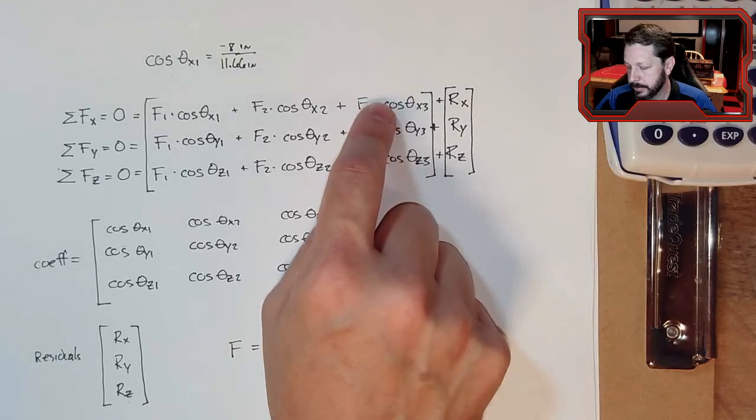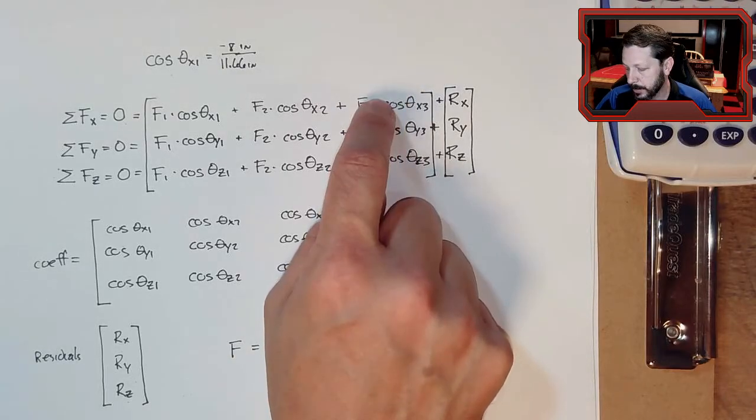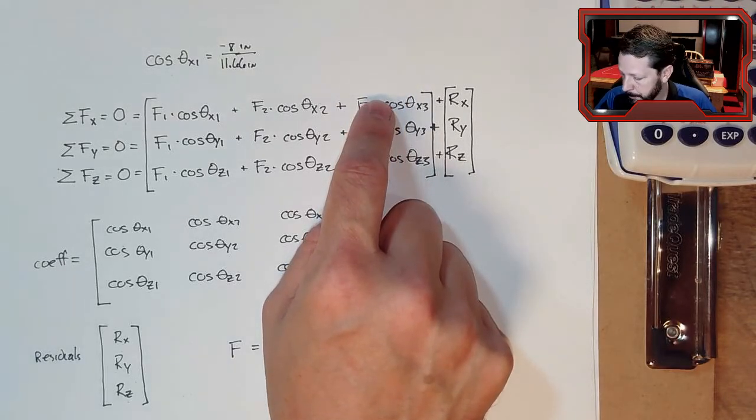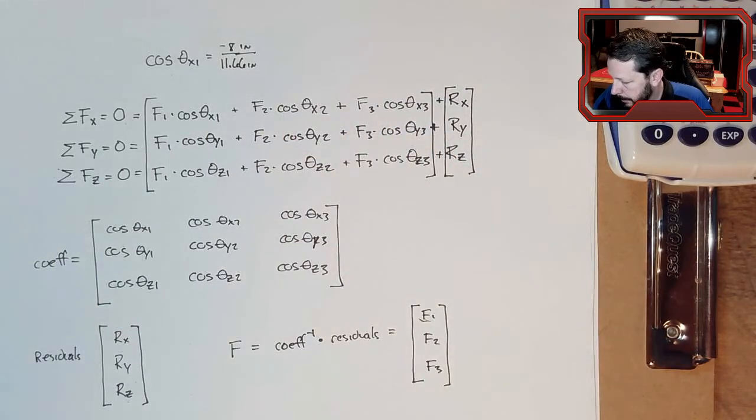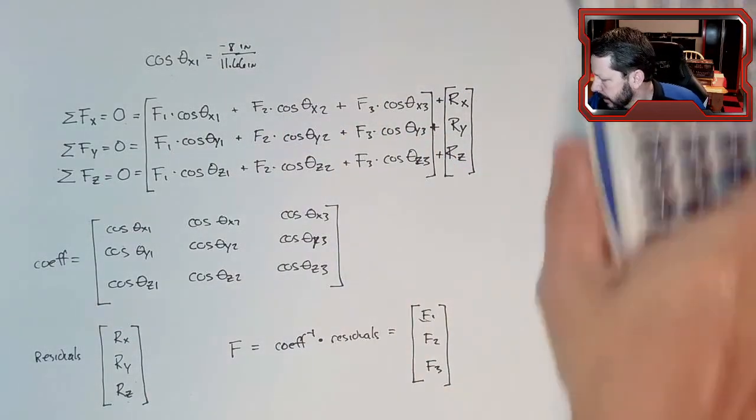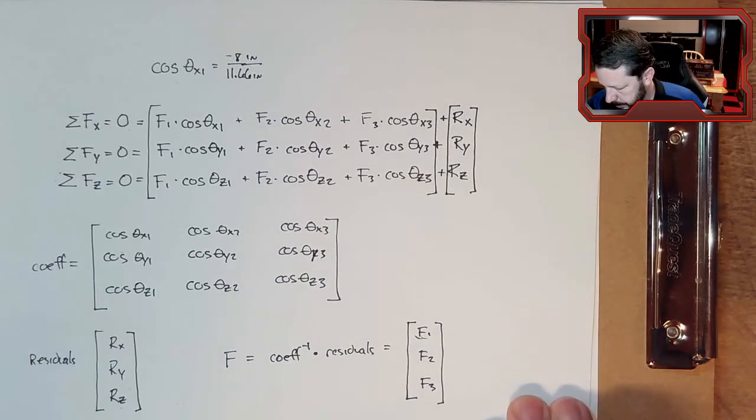Even if there's a zero coefficient, you have to have a spot for it and just say the coefficient is 0. All right.